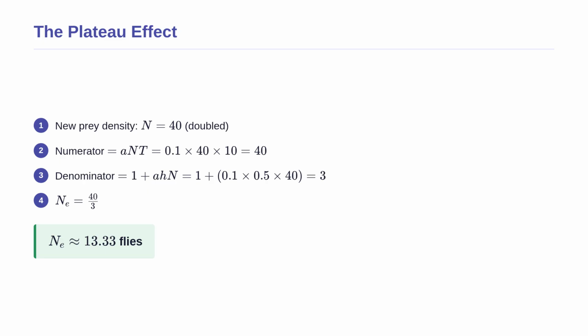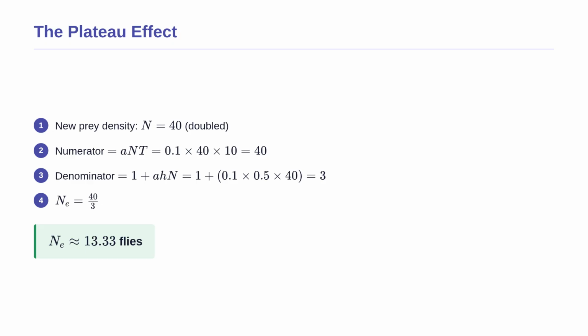Let us push this example further to see what happens if the food supply doubles to 40 flies. The spider's attack rate, handling time, and total time remain exactly the same. We follow the exact same steps, starting with the new numerator. Multiplying 0.1 by 40 by 10 gives us 40. The theoretical encounters doubled. Now for the denominator, representing the increased burden of handling time.